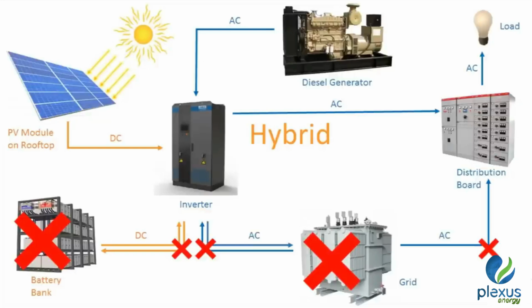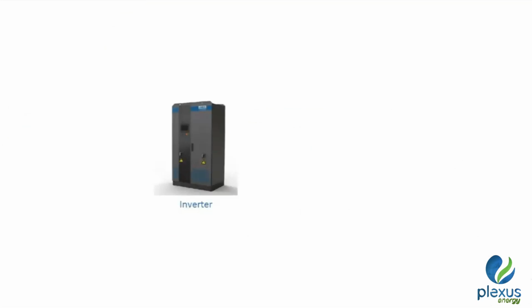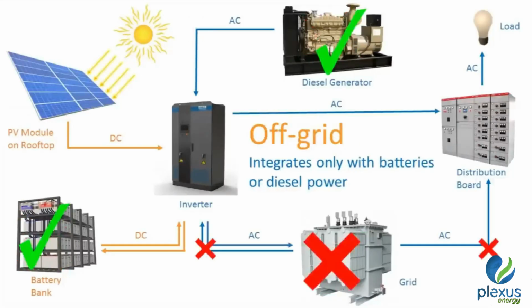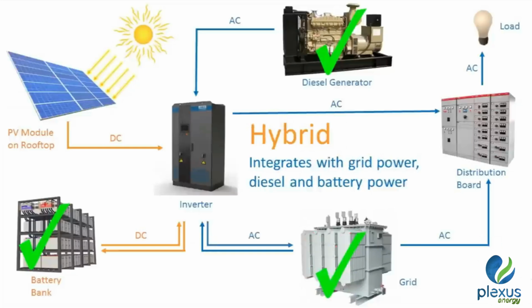No matter what kind of solar plant you need, the solar panels are the same. It is the inverter that is different. The inverter is the brains of the solar plant, and how the plant functions is governed by the inverter. The three types of solar plants boil down to three types of inverters. The grid-tie inverter that integrates only with grid power. The off-grid inverter that integrates only with batteries or diesel power, but not with the grid. And finally, the hybrid inverter that can integrate with grid power, diesel and battery power.